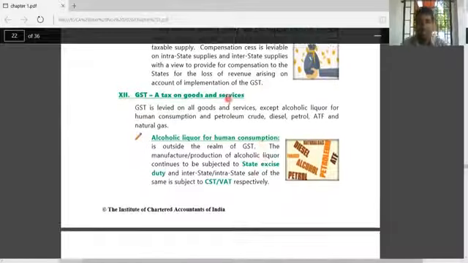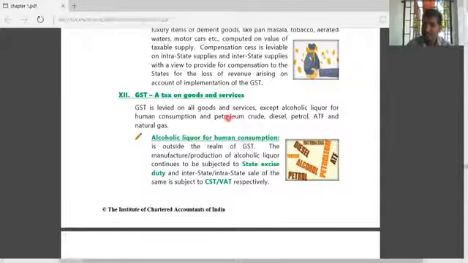Now, GST is a tax on goods and services. So GST, goods and services tax. GST is imposed on goods as well as services. So what's the difference between goods and services? Basically, goods are movable items. For example, if I purchased a glass or a dress, it is actually goods. Then what is a service?